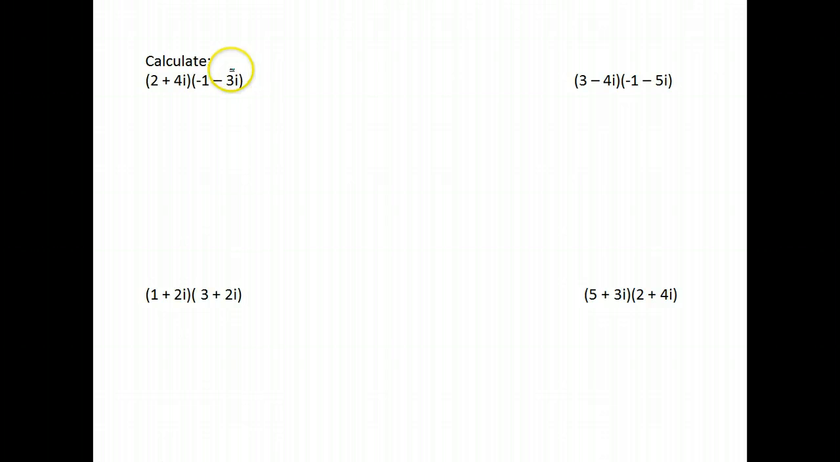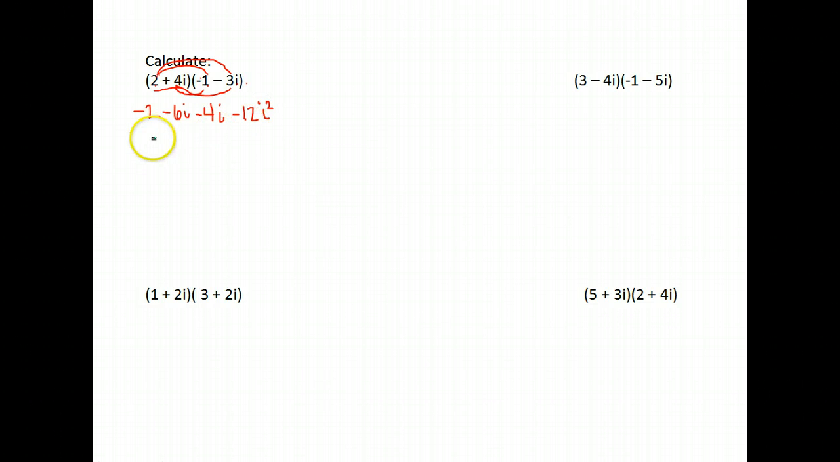Okay, so we do similar to FOILing. We take everything in this first set of parentheses times everything in the second set. So I'm going to take the 2 times everything in this set. I'm just going to distribute. So 2 times -1 is -2. And then 2 times -3 is -6i. Now we do the 4i. 4i times -1 is -4i. And 4i times -3, 4 times -3 is -12, and i times i is i squared.